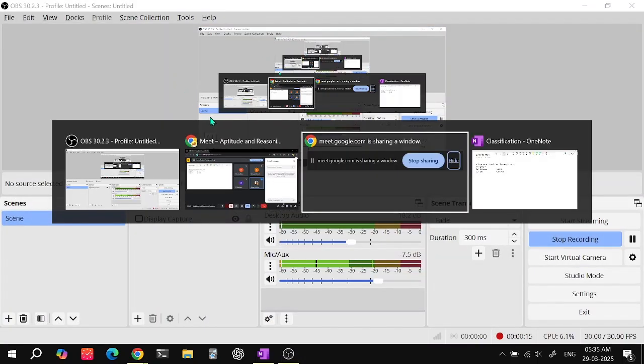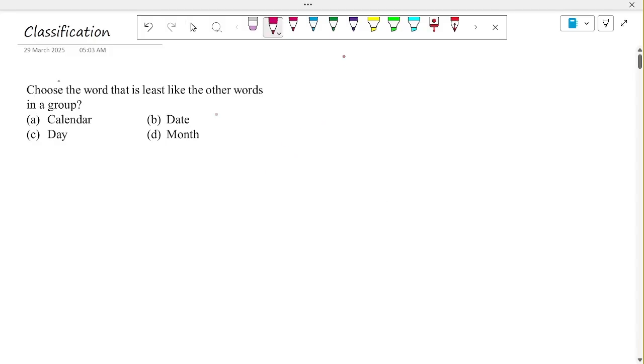Okay, fine. I think you are solving these questions for the first time. Just observe this part. They are asking you to find the word that is least like the other words, meaning a word which will not belong to this particular group. This is nothing but an odd man out problem.